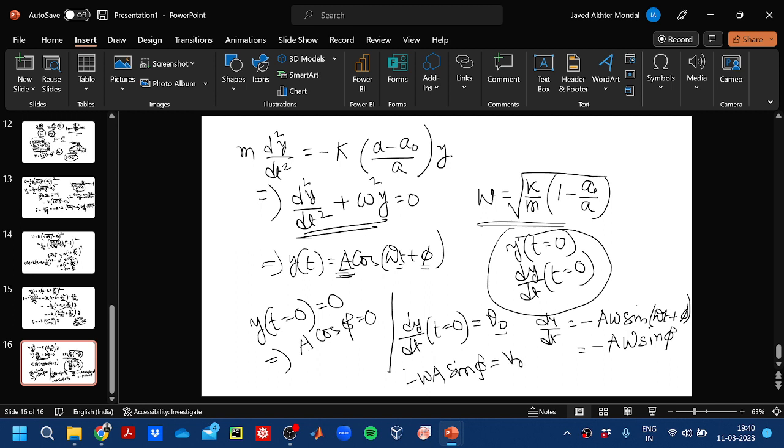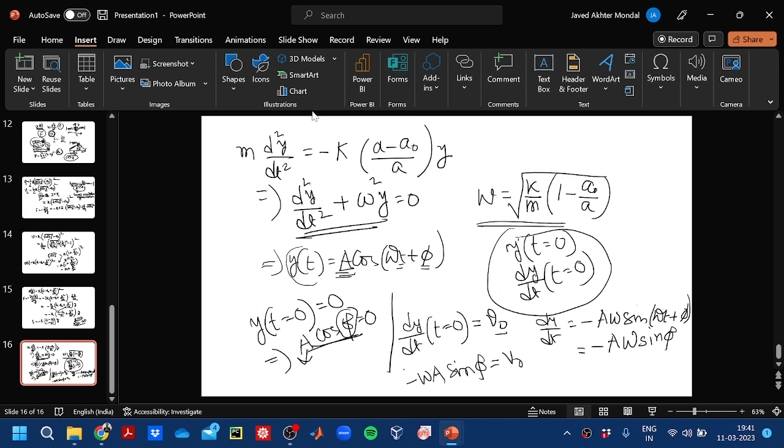So from this equation, either A is 0 or cosine phi is 0, but if A is 0, then our y will always be 0, and that is a trivial case. If we don't perturb the system, that is the solution for all time. So if we don't expand this in the y direction, the spring mass system will always rest in equilibrium, and in that case the displacement along the y direction will always be 0. So A equal to 0 is a trivial solution.